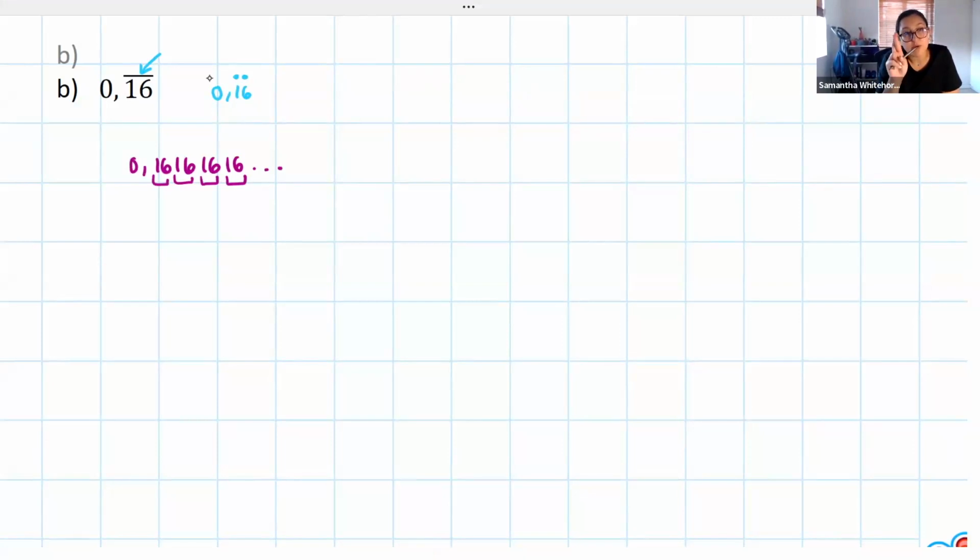I want to keep my recurring values as a pair. 16 is the recurring number. I need to keep that together. I want to keep that pair together. All right, so we just need to bear this in mind.